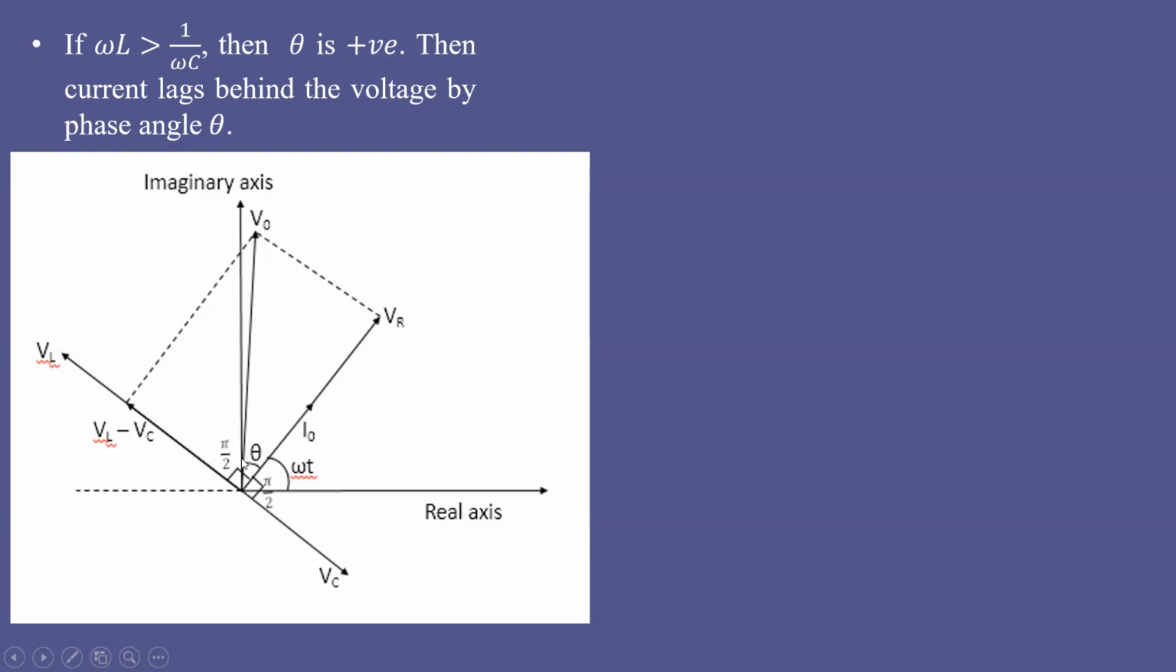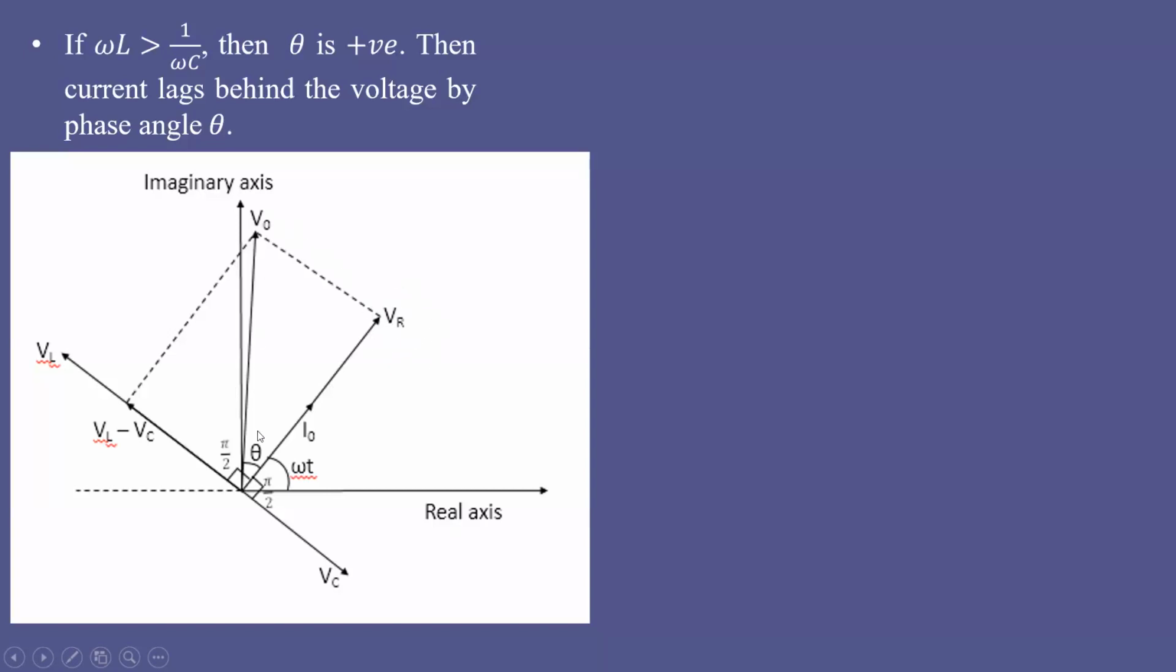And what is the angle made by that V naught? It is theta. And we know that the current through the circuit is always in phase with the voltage across the resistance, because in the case of a resistance, voltage and current are in phase. Therefore, the current through the circuit is always in phase with the voltage across the resistance.